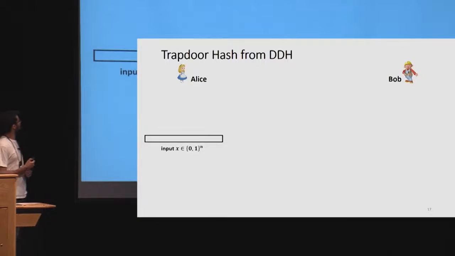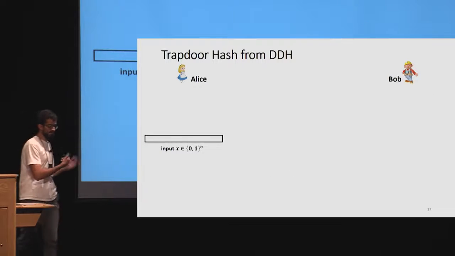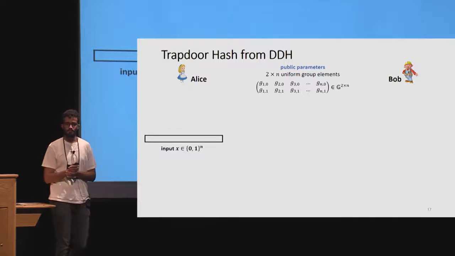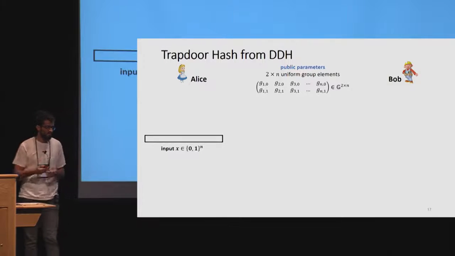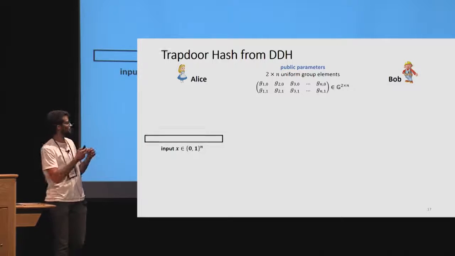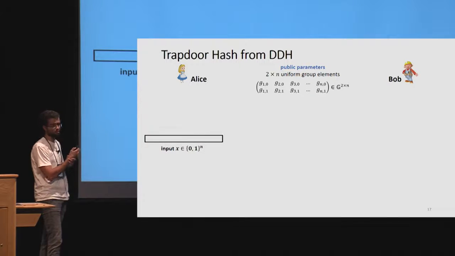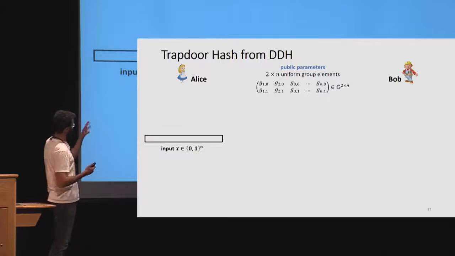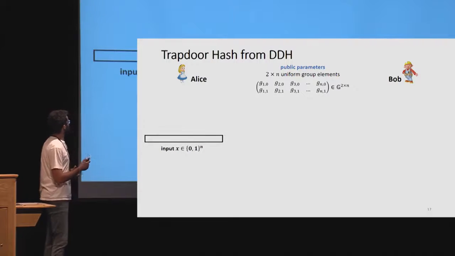So let's proceed to the construction. Again, Alice has an input x. We're going to have public parameters for our construction, and these will be 2n uniform group elements, which we are going to order in a matrix of 2 over n uniform group elements. So again, these are the public parameters, and now let's define the hash function.